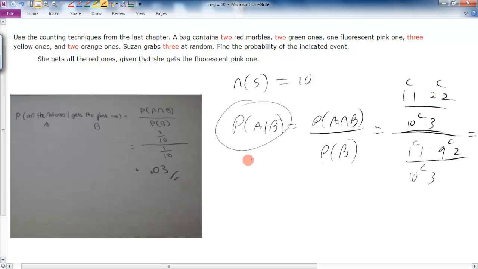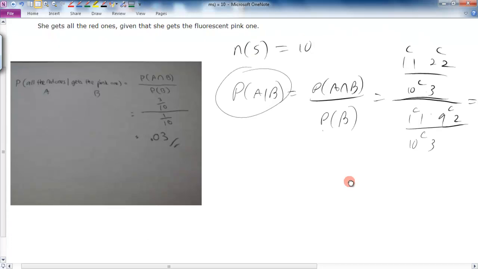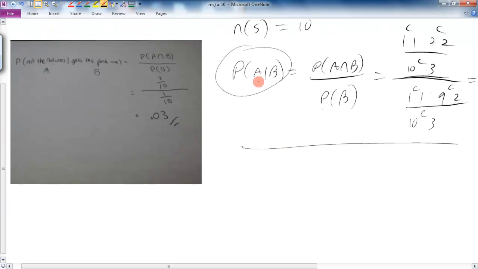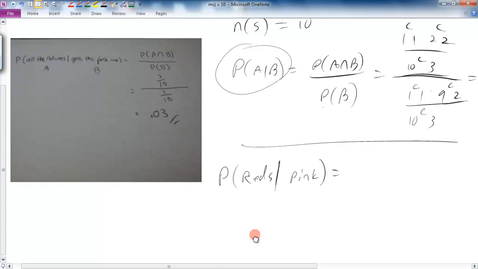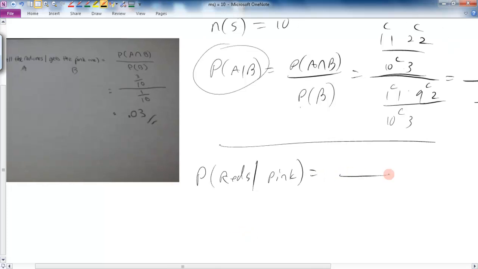Now, when you do the conditional probability, you also have the option of saying, can I just do this? What's the probability of her getting, like you wrote up here, all the reds, given that she already has the pink one? So that means the pink one is in her hand. So therefore, now we're not pulling 3 additional marbles out of the bag. There's only 2 left. So there's 9 marbles left in the bag because she already has the pink one in her hand. So then we're going to choose 2 out.